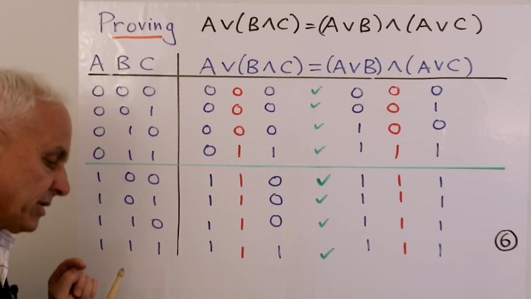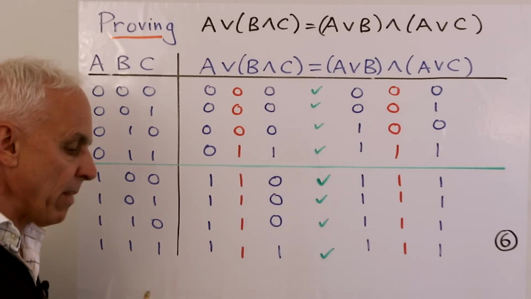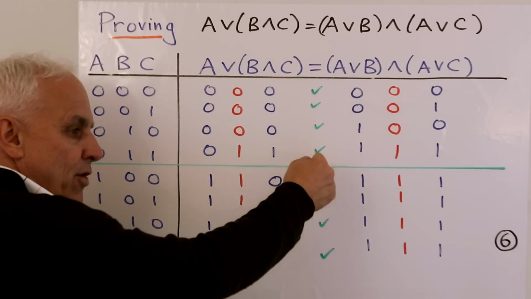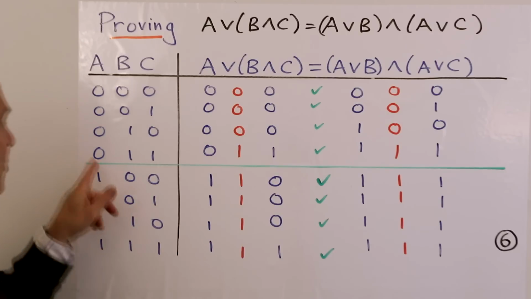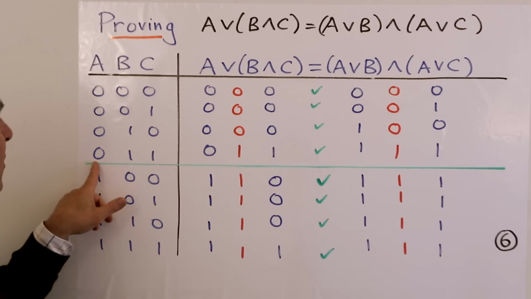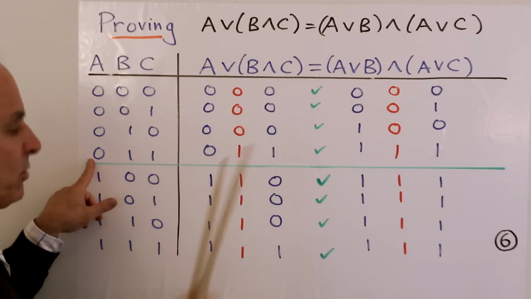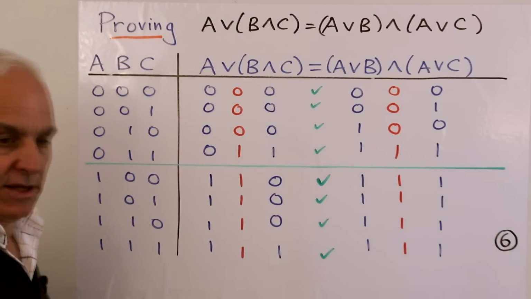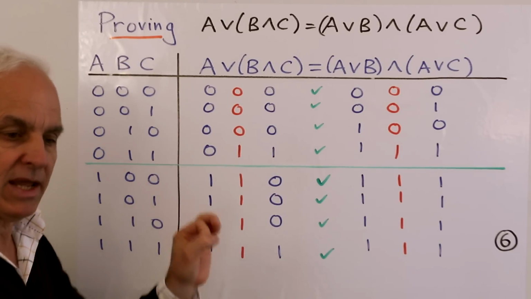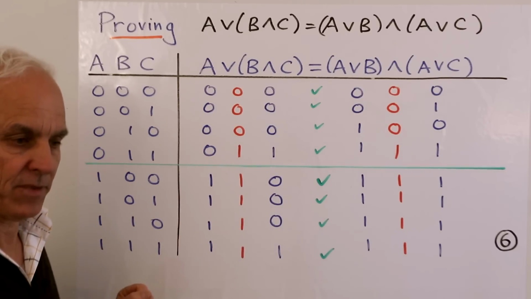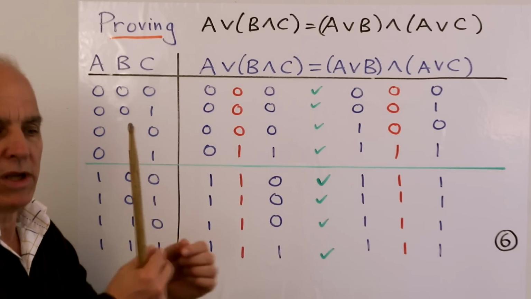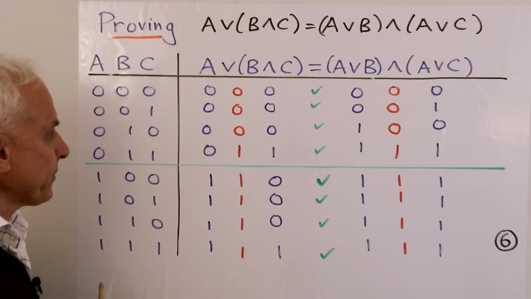You can think about each one of these as representing an element in the Venn diagram. So this row, for example, would represent an element which is not in A, but which is in B and which is in C. Something that's in B and C, but not in A. This row is looking at such an element and asking, what kind of properties does it have?